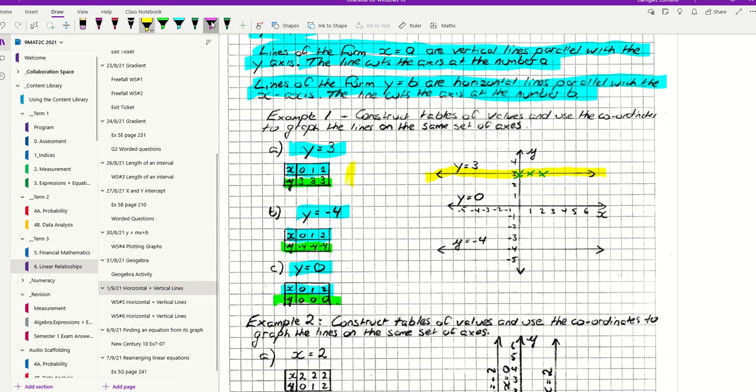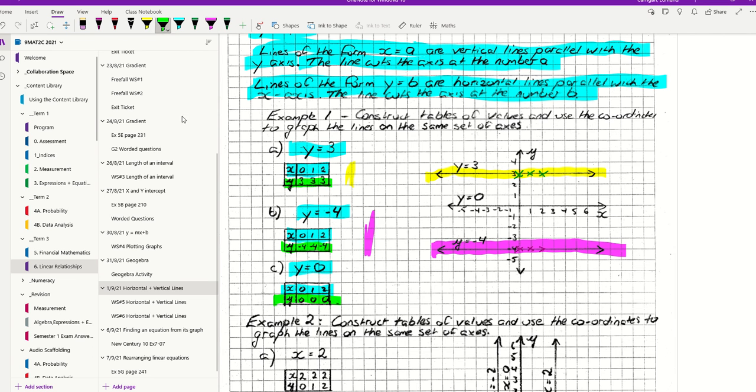If we look at the next one, which we'll do in pink, again if we look at our table of values, I can see x equals 0, y equals minus 4, plot that, x equals 1, y equals minus 4, x equals 2, y equals minus 4. So my line is zooming through these 3 points, and there it is.